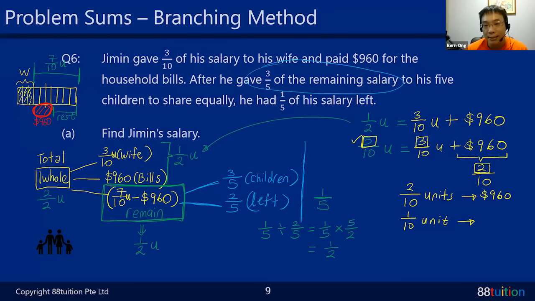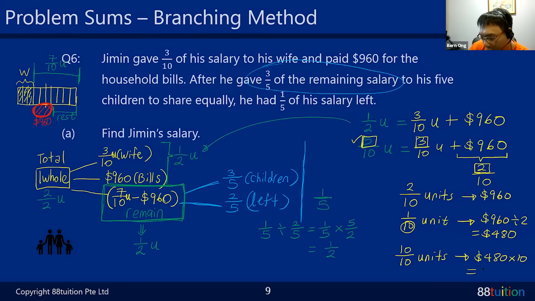All right, so 2 units is 960. How to find 1 unit? 960 divided by 2 will give you 480. Remember what the question wants? The question wants the full salary. The full salary is the 10 out of 10, which is the one whole here. So 10 out of 10 will be simply 480 times 10. That will give you $4,800. Yeah, I got it. You got it?